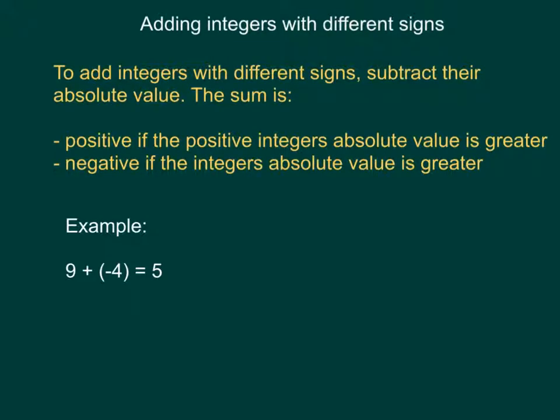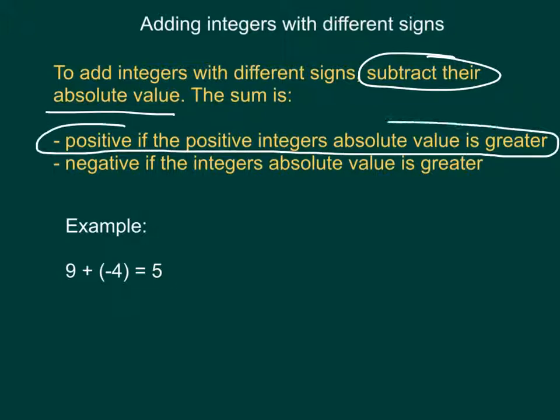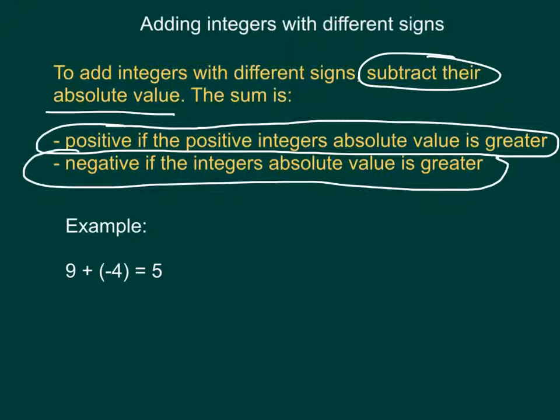To add integers with different signs, you subtract their absolute values, and then the sum depends on what is happening with the numbers. The sum is positive if the positive integer's absolute value is greater, meaning it's the higher number. The sum is negative if the negative integer's absolute value is higher. So if the highest number in the expression is positive, then the answer is positive. If the highest number in the expression is negative, then the answer is negative. So depending on which one is greater, will tell you if your answer is positive or negative.